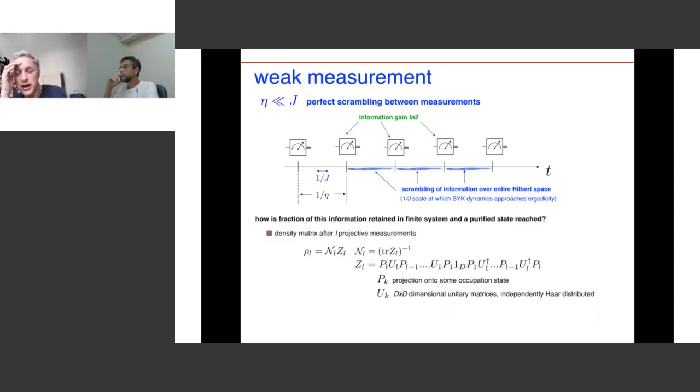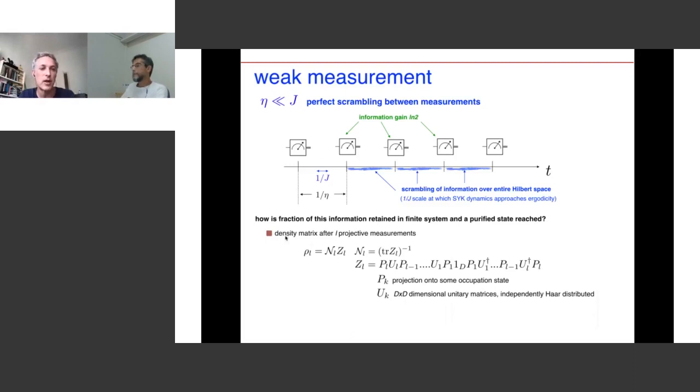And then we can try to answer the question: how is this fraction that is always obtained in the measurements retained in the finite system, and how is a purified state reached in the end? To address this, we make a calculation which actually has one uncontrolled approximation, which we could do better. But okay, let me briefly go into a little bit of detail.